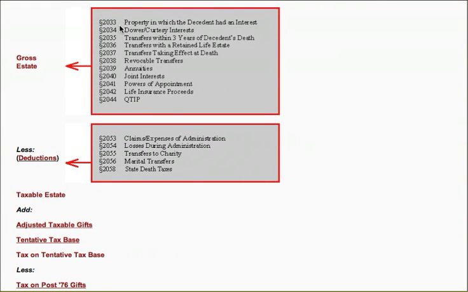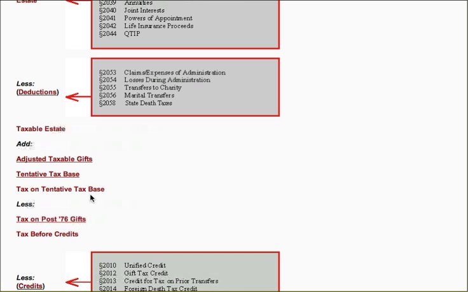After starting off with the gross estate, you're going to subtract the applicable deductions allowable, again, by certain code sections. And again, we've already talked about, in very brief context, these different types of deductions that are allowable, in particular claims and expenses of the administration of the estate, losses during the administration, transfers to charity, marital transfers, etc. After you subtract the deductions from the gross estate, you're going to arrive at the taxable estate. And this is basically what is being taxed. This is the nuts and bolts of it all.